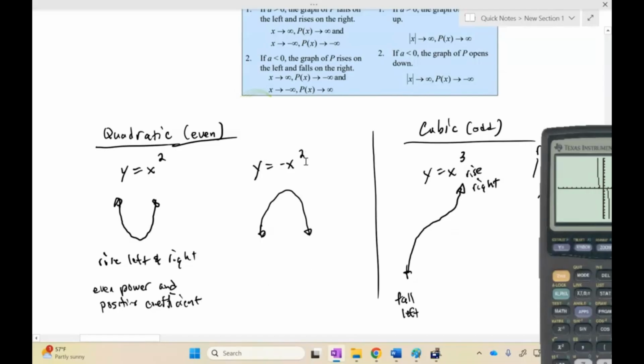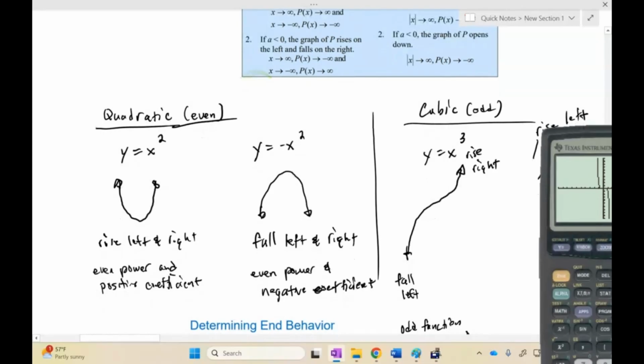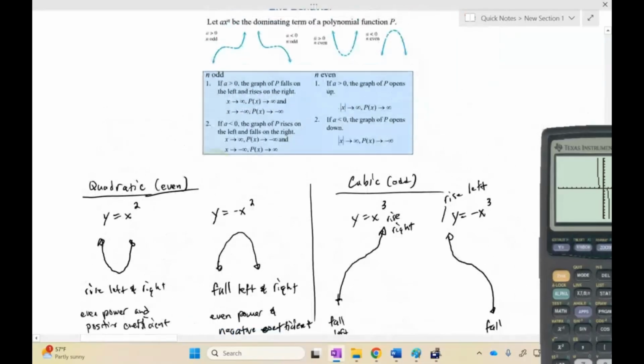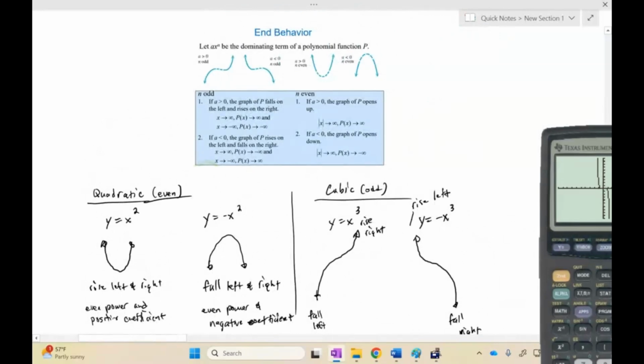If you have an even power and a negative coefficient, then your graph is gonna fall left and right. So that's an even power and a negative coefficient. All right, so that is what's called the end behavior of graphs.